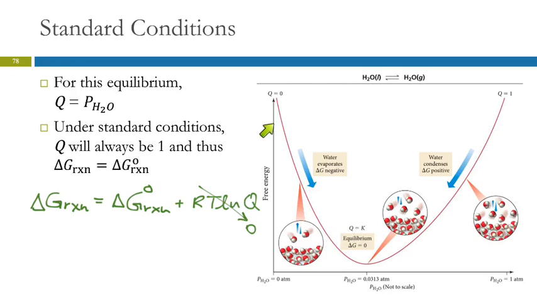If Q is less than K, we're going to have water evaporating. We're going to have a negative delta G, and so this is going to be spontaneous. And this is what's happening in a normal room where the partial pressure of water in the air is less than the equilibrium amount, and the reaction will be spontaneous.